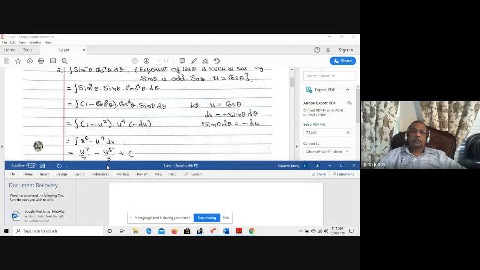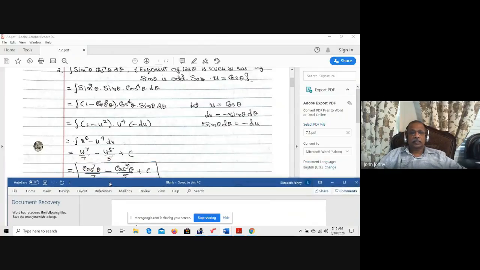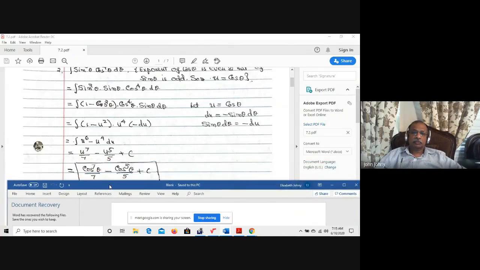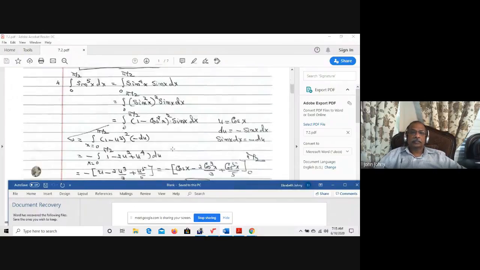Now you replace u with cos theta. So the answer is cos to the 7 theta over 7 minus cos to the 5 theta over 5 plus constant of integration.